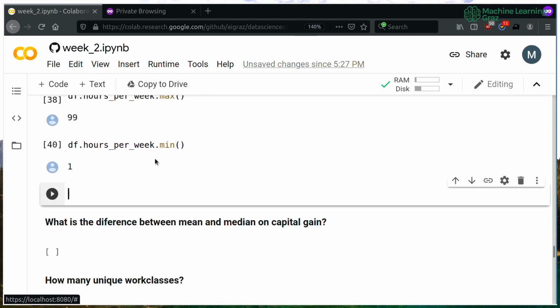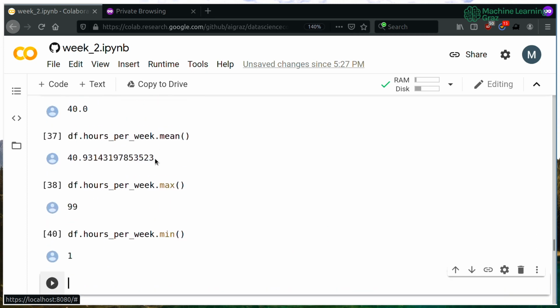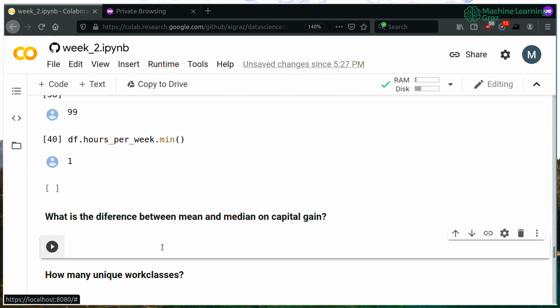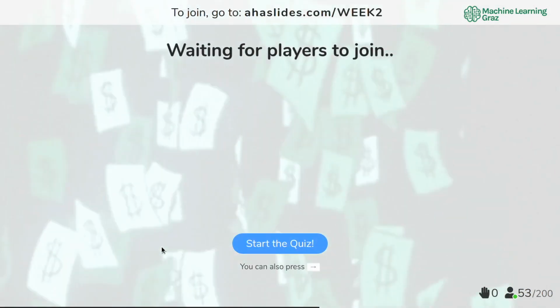So now with this new gained knowledge, it is time for a quiz. And the quiz is, what is the difference between mean and median on capital gain? So capital gain is the column. If you want to access it, it's capital underscore gain. And I want you to calculate the difference between the mean and median. You know, this is a throwback to what we looked at last week, Bogdan, right? Yes, of course. And overall, that's why we actually talked about statistics, because exploratory data analysis is 80% statistics.